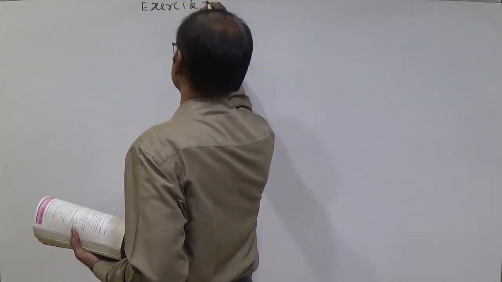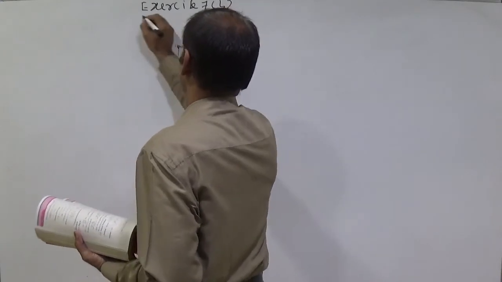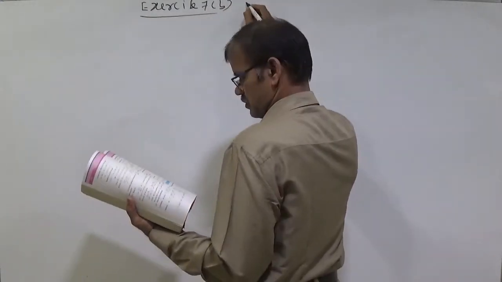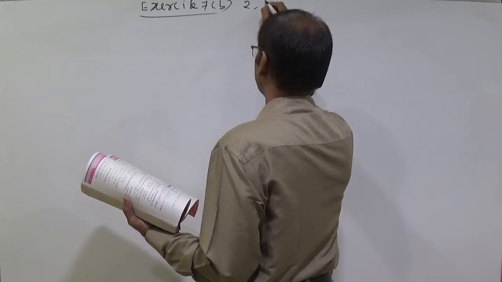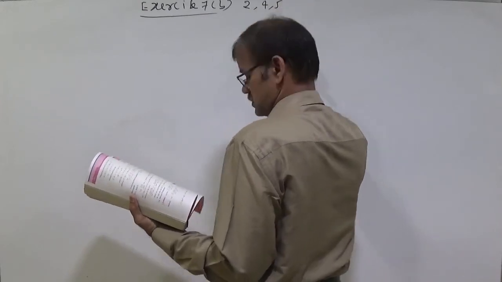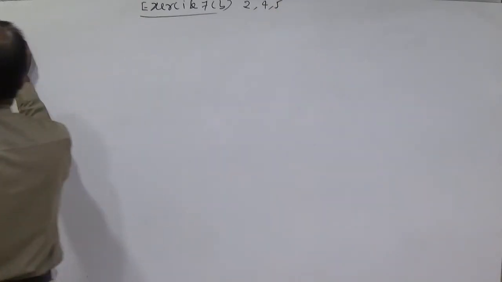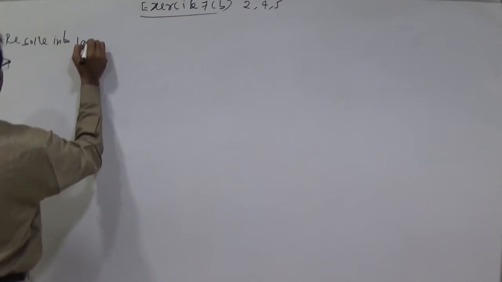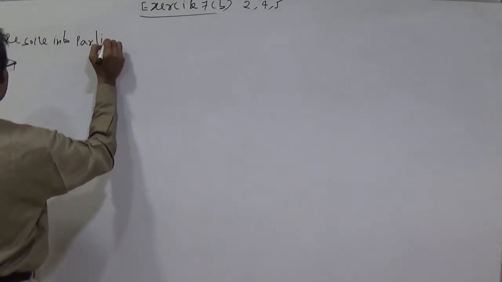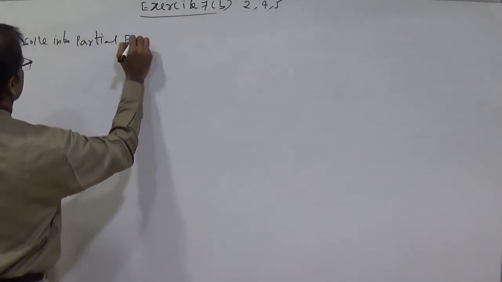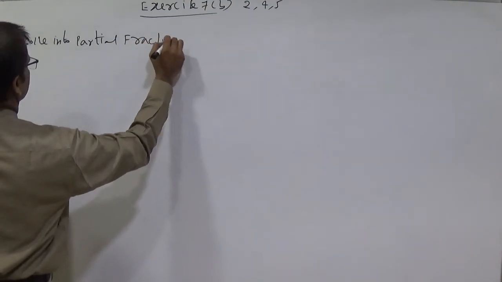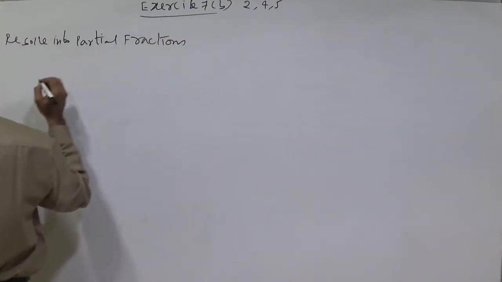Partial fractions. IP concept, exercise 7b. I'll say 2, 4, 5. These three sums. Resolve. This is the heading: resolve into partial fractions.